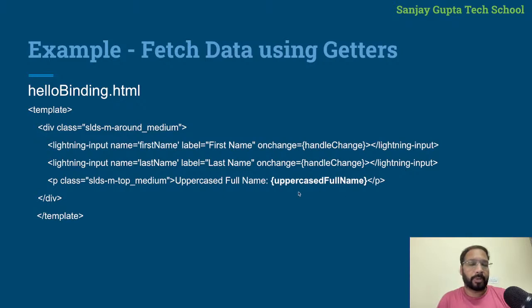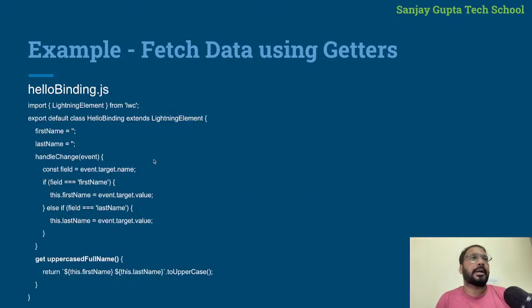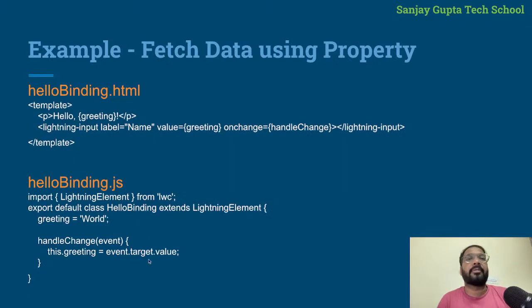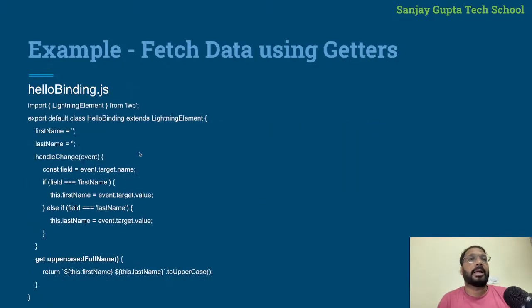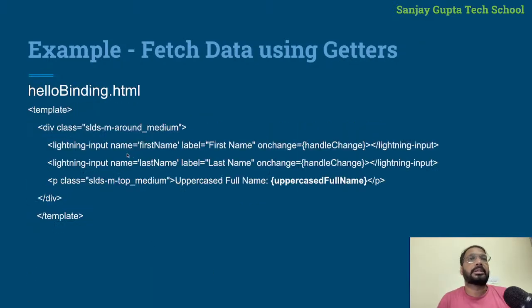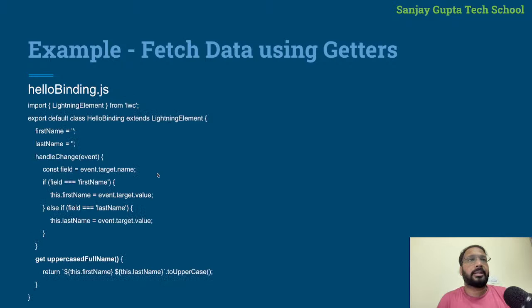So whatever first name and last name I type will be displayed here with the help of this uppercase full name property. Okay, so right now in JavaScript, you can see we have first name and last name properties. Then we have the handle change function, which receives the event, and through event.target.name I am receiving the name of the lightning input. In the previous example, I received the value, right? In this example, I am receiving the name. Name means the identification we are providing, first name, last name, right? So it will go to this field. Field is again a property. If it equals first name, then we get event.target.value.